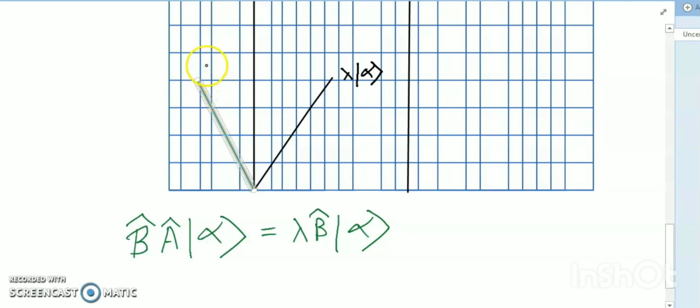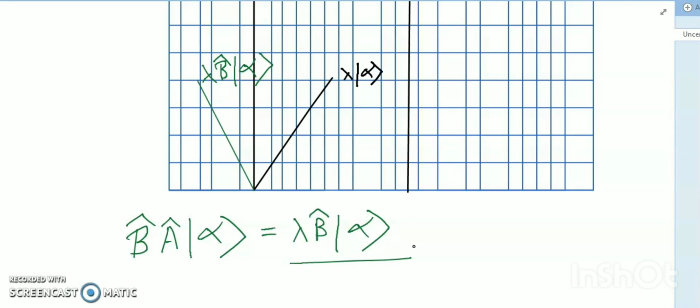So it should be lambda, where alpha is shown on the plane. We then act with B, which takes it to some place in our vector space, lambda B alpha. Now we will analyze how AB acts on alpha.